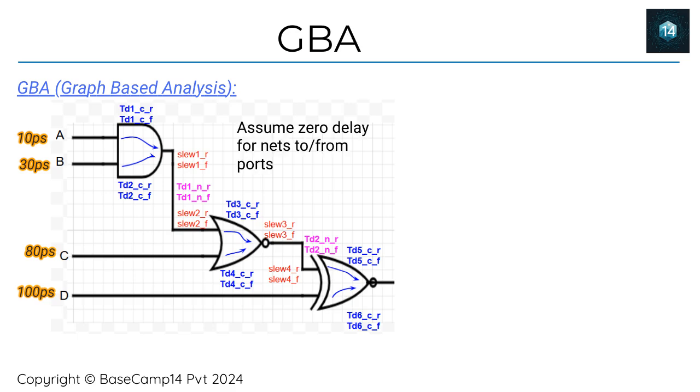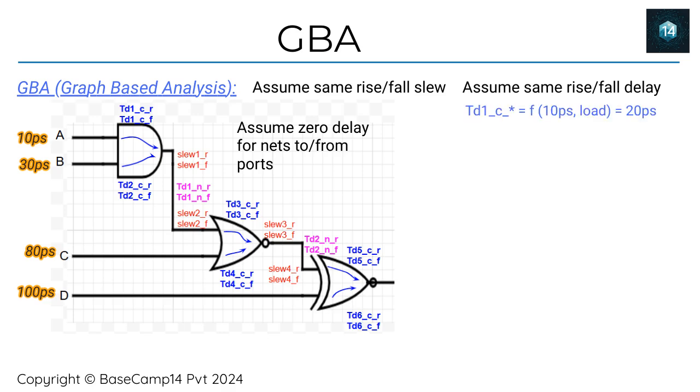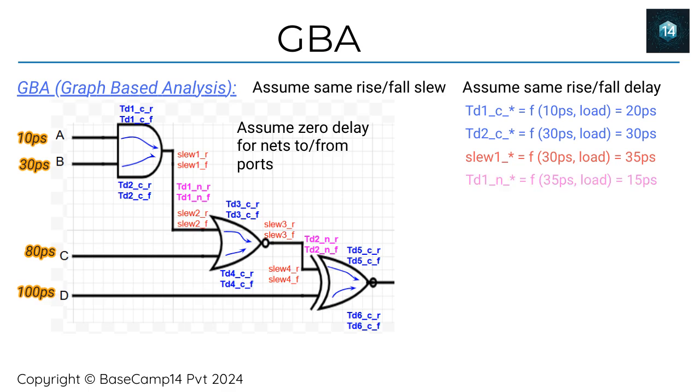For ease of understanding, let's assume that all net delays to and from the ports to be 0. And, the rise and fall slews are the same. Also, cell rise and fall delays are the same. This is to simplify the calculations. Let's see how the delay and slews are calculated in GBA mode.